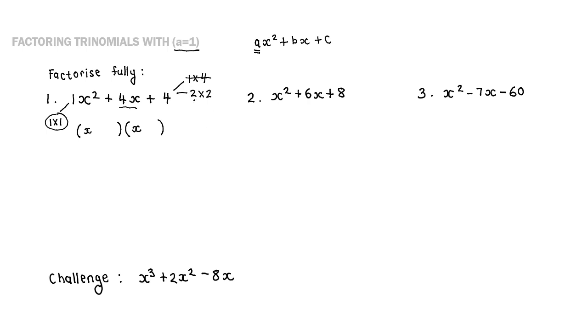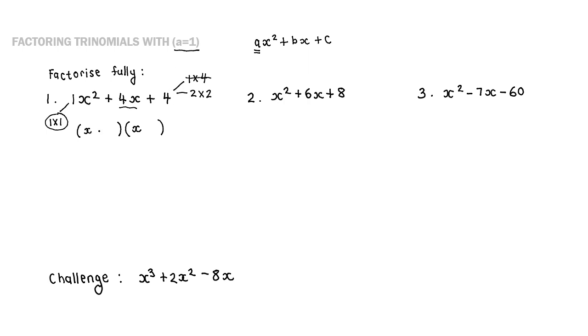So which means we're only left with this product. Okay, so we're going to have x times 2, which is 2x. Then we're going to have x times 2, which is also 2x, right? And 2x plus 2x is 4x, and 2 times 2 we know is 4, right?